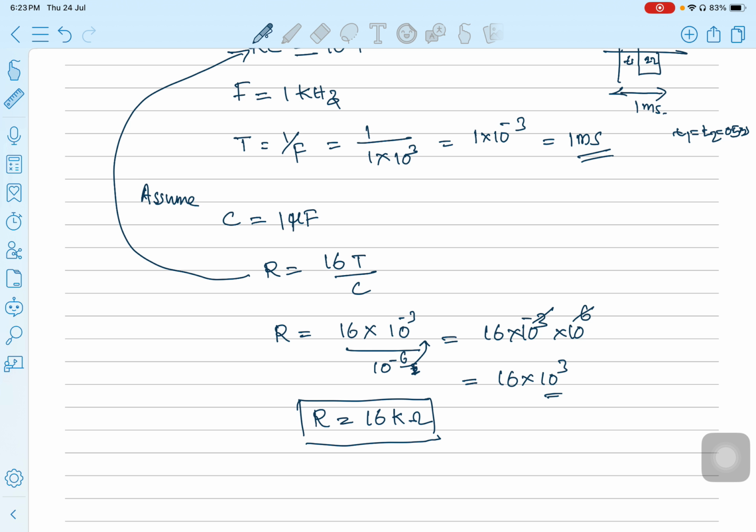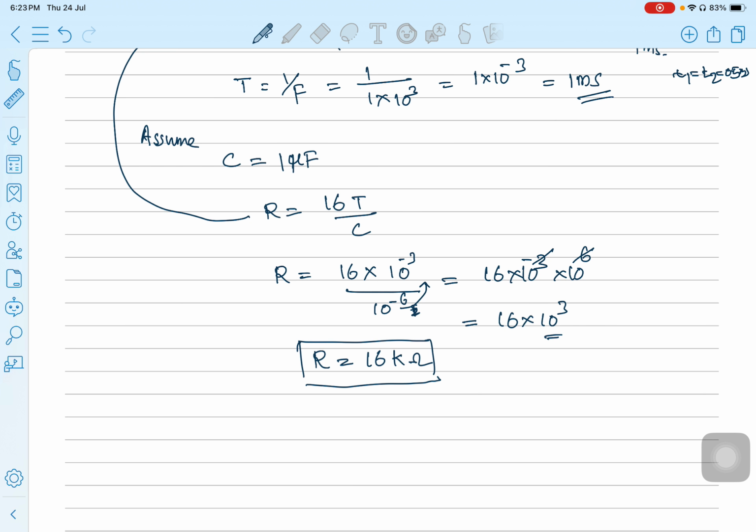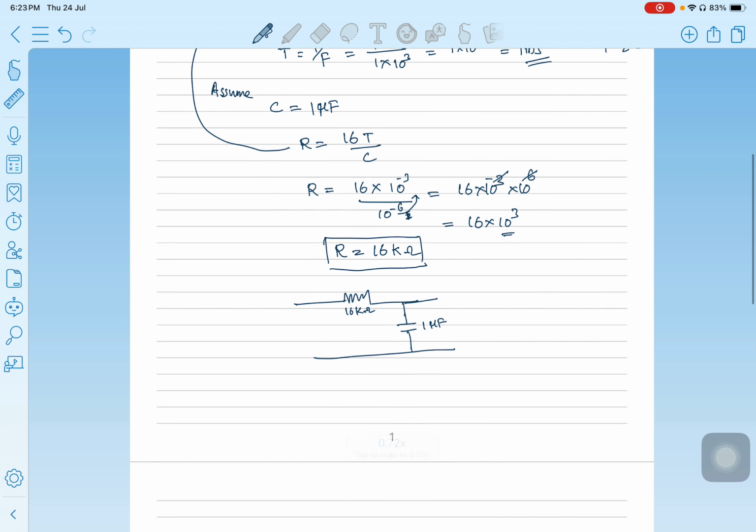So we have designed the circuit. You have the circuit like this: a resistor along with a capacitor, and the capacitor is parallel to the load. The resistor value I can write as 16 kilo ohm, and the capacitor value is 1 microfarad. This is how we design. Once you have all the values, you can put them into the circuit.